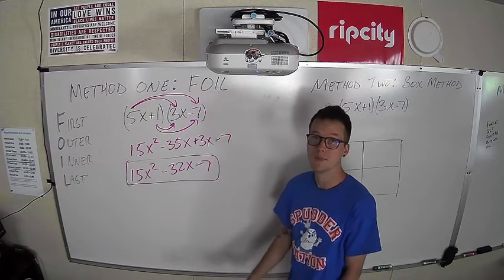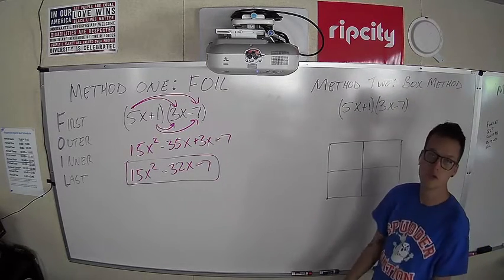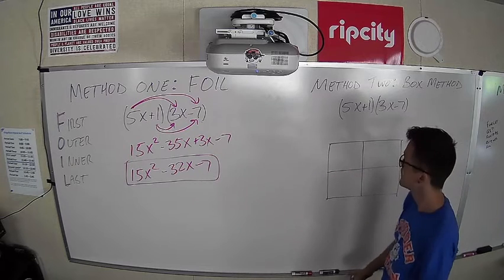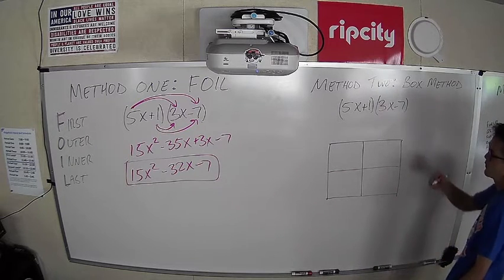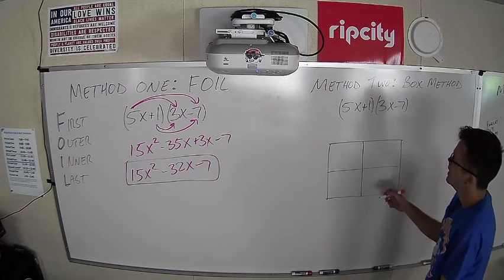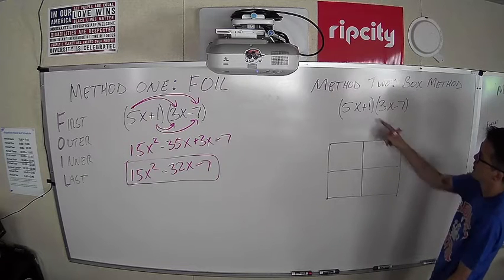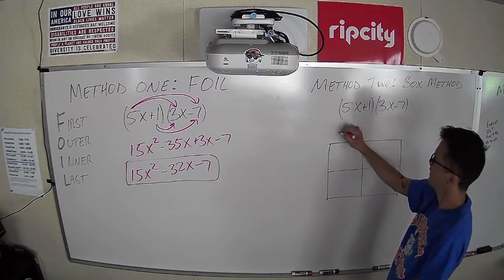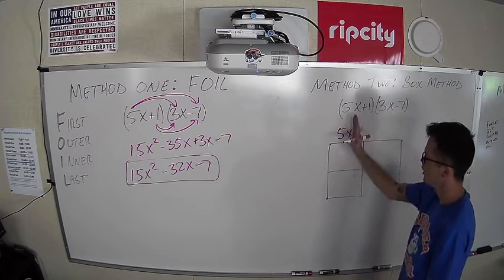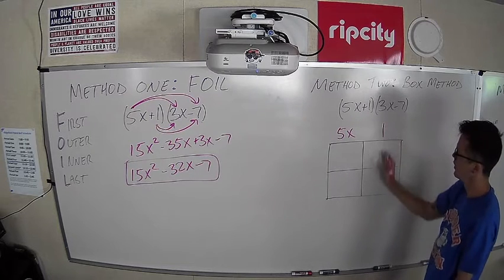It's the FOIL method. Here's the box method. I chose to do the same two binomials so we can compare and see the differences, see the similarities. The box method is one for folks that are a little bit more visual. So with this method, we're going to assign each of these terms a spot in the box. I'm going to take this 5x plus 1, and I'm going to assign the 5x a spot right here. This is the column of the 5x. And then over here, the 1, this is the column of the 1.